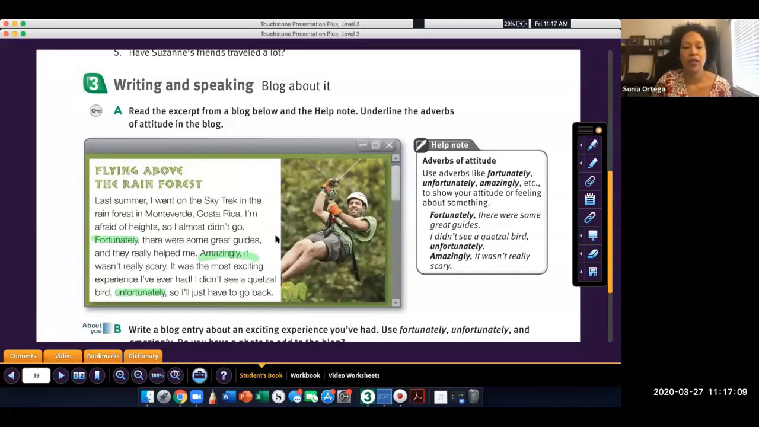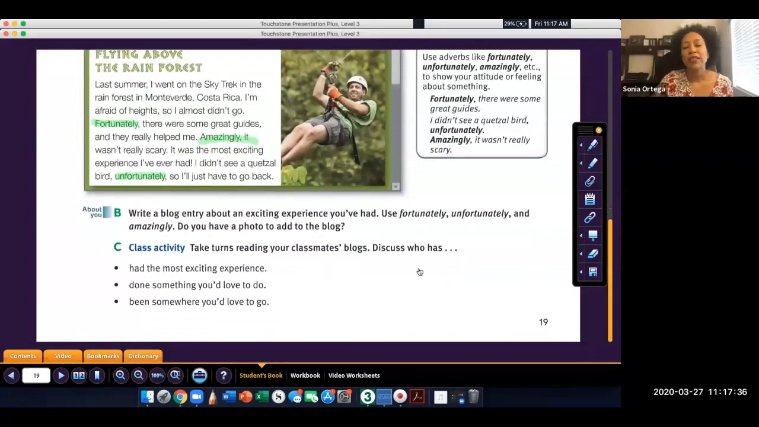So here, by reading this excerpt, we know that fortunately and amazingly are positive. They show a good attitude towards the topic. Unfortunately is negative. It shows disappointment. So here, because the writer didn't see this bird, this was negative, and he'll have to go back again to find this bird.